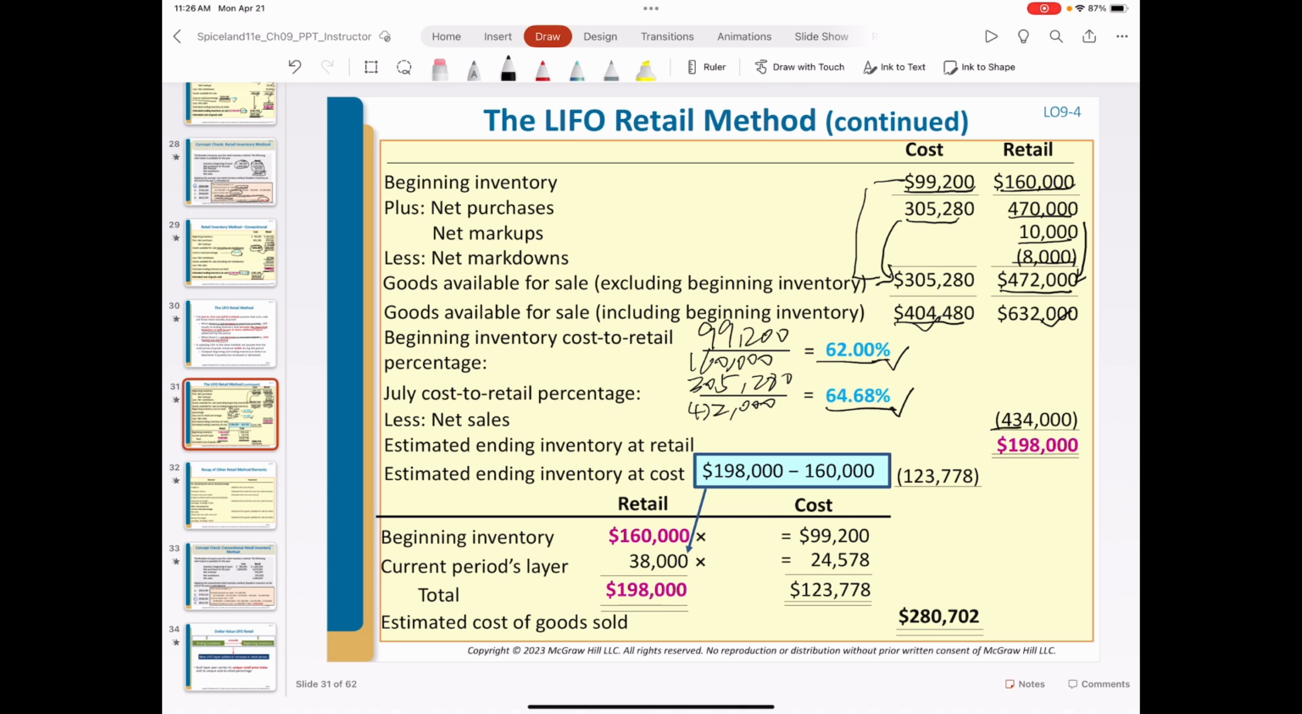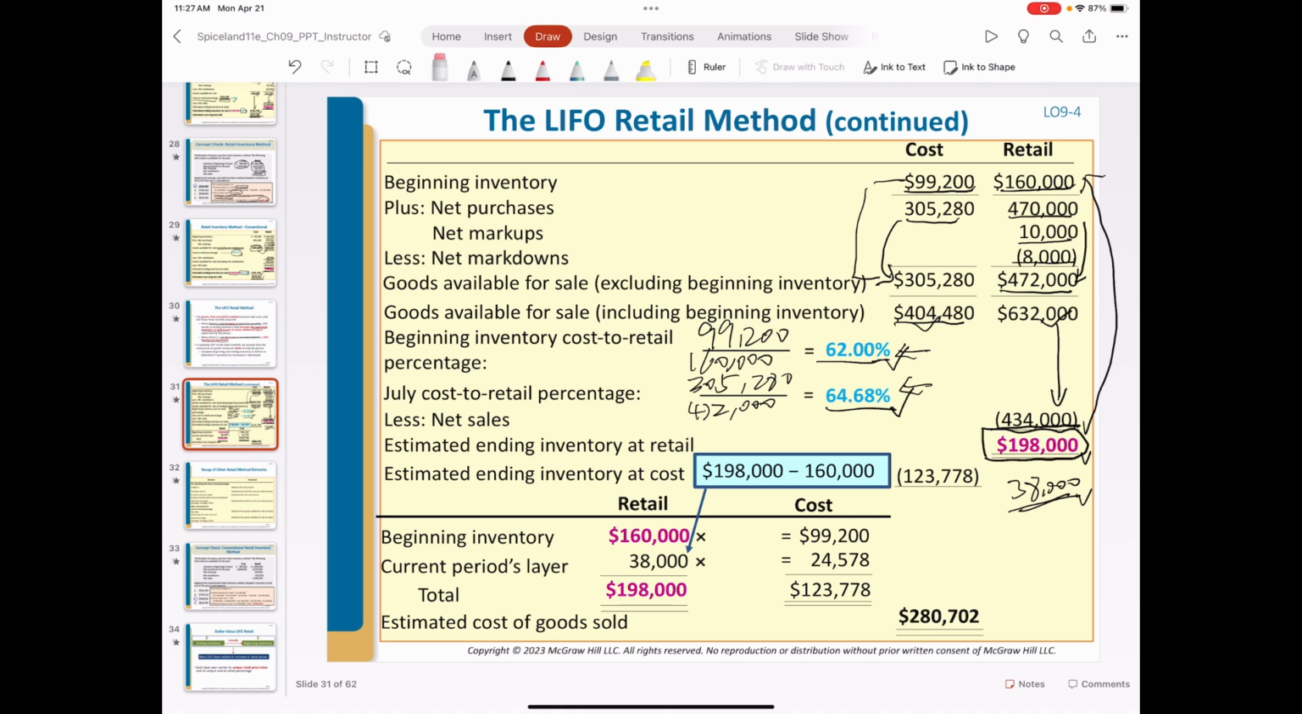In this example, the total sales was $434,000. After we subtract it from goods available for sale at retail value, we have the retail value of the ending balance of inventory. What we find is that it is greater than the beginning balance of inventory. The difference is $38,000. That means the $38,000 of inventory was not sold and is from the purchase. So to determine the cost of this inventory, we apply these two different ratios.